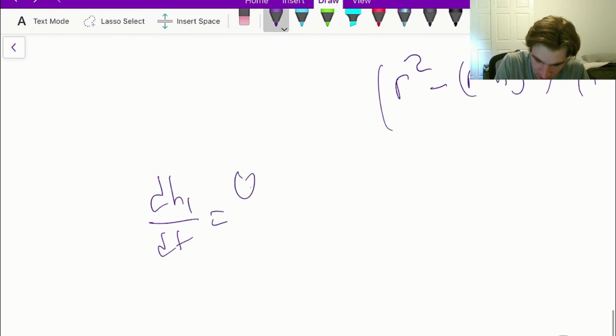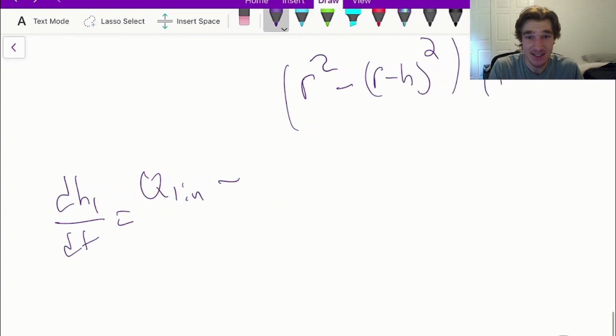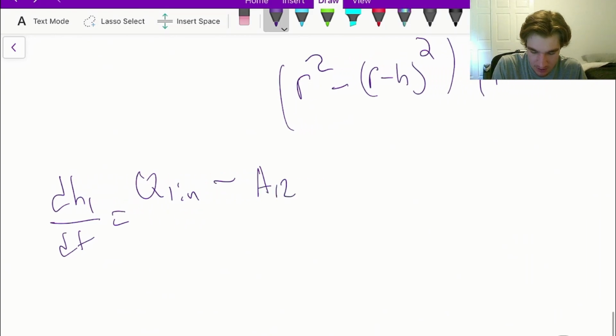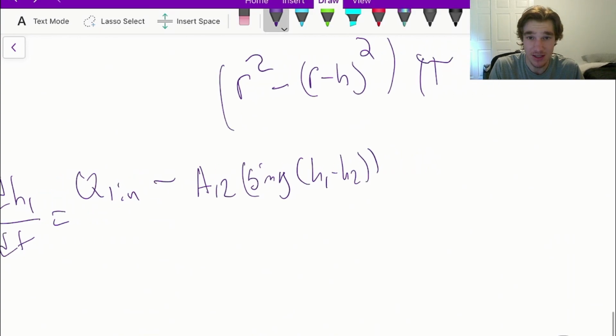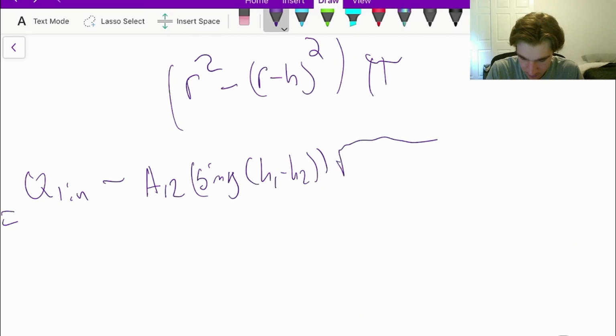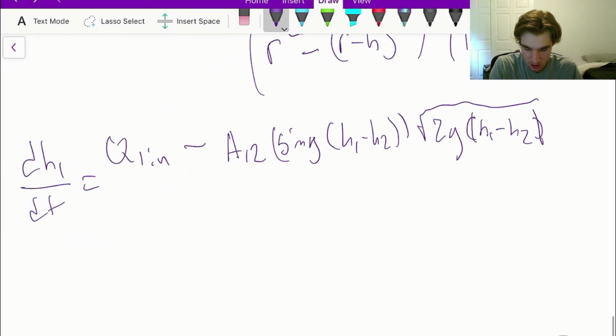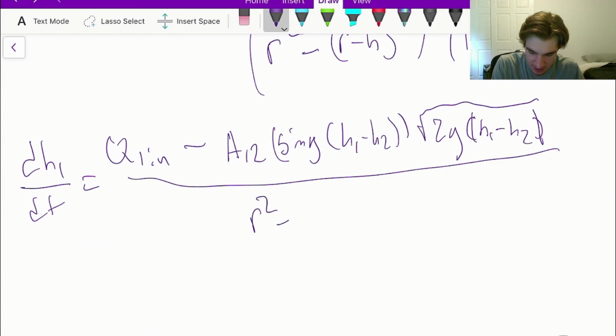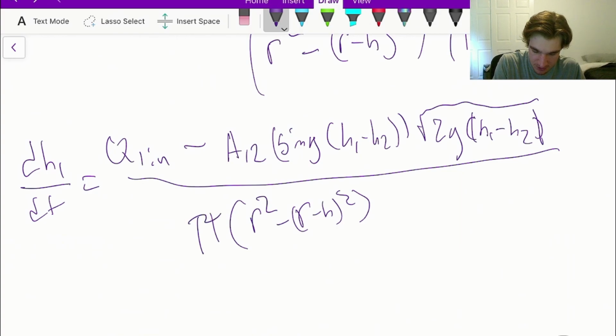It's going to be equal to the q1 in minus a12 times the velocity. Don't forget the sign of h1 minus h2 to account for that in the square root. 2g h1 minus h2, absolute value of that, over r squared minus r minus h squared times pi.